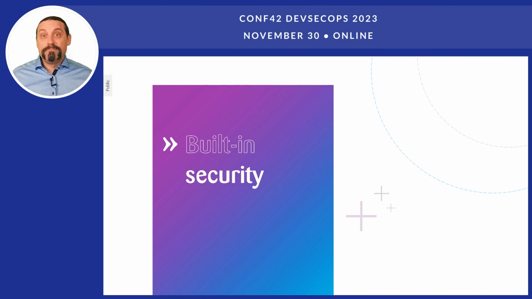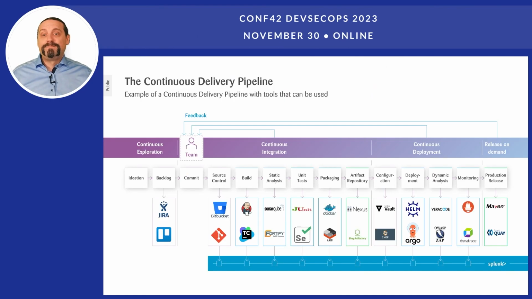What is also important is built-in security. This is really an important thing, and here we are in the Conf42 about DevSecOps. So, when we look at continuous delivery pipeline, then usually we talk about the CI/CD pipeline, which is continuous integration and continuous deployment. I usually say it's far more. It's your continuous delivery pipeline, because in the beginning you have the continuous exploration with ideation and backlog management and requirements engineering, and at the end you have the release on demand where you are going to switch on the feature toggle. So this is the continuous delivery pipeline.